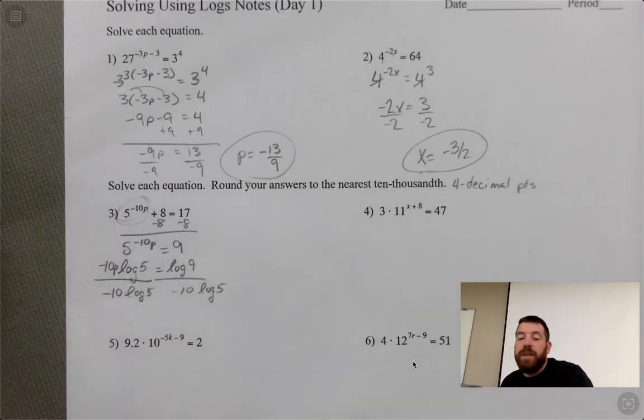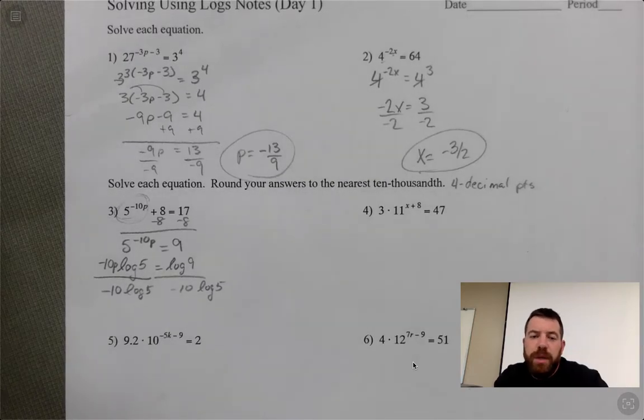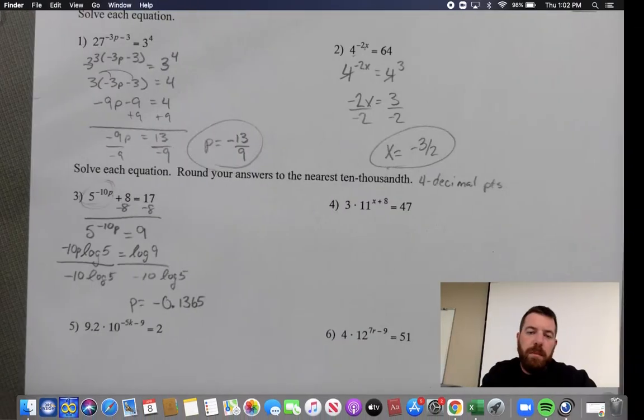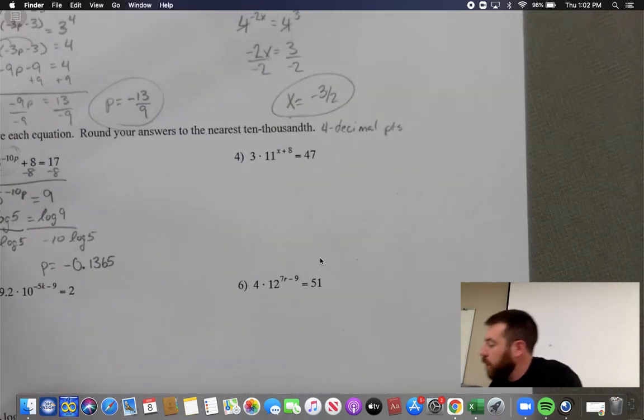Now, if you're using your calculator, we'll get more detailed in this in person, but for virtuals, you guys use Desmos most of the time. The way that looks is you're going to write log 9 over negative 10 log 5. And we see that our answer, p equals negative 0.1365. Okay, there we go.